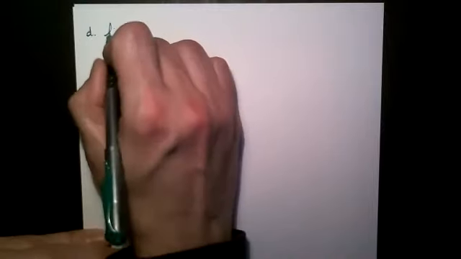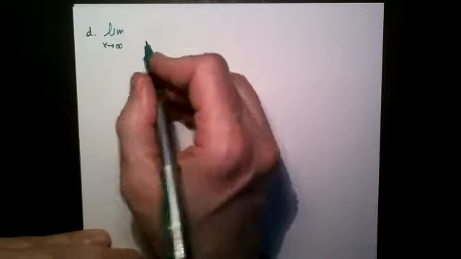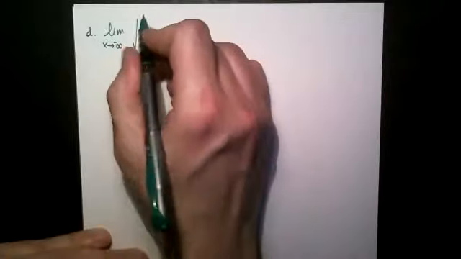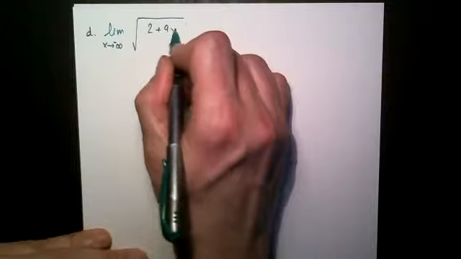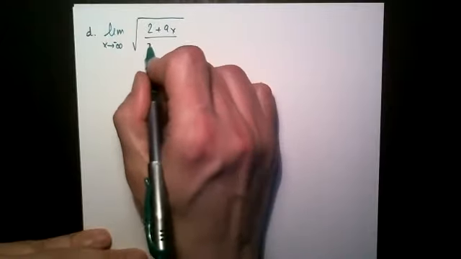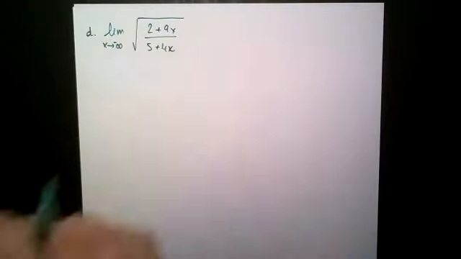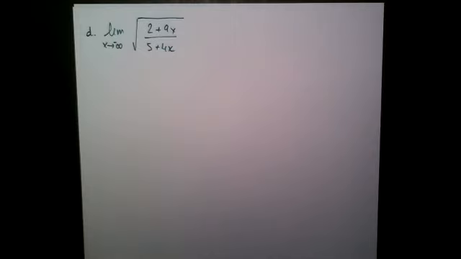D. Limit as x approaches negative infinity of big square root of (2 plus 9x) divided by (5 plus 4x). So for now, I find this exam pretty easy. You should too. You find it easy? Pretty straightforward. I think it's easier than our midterm.